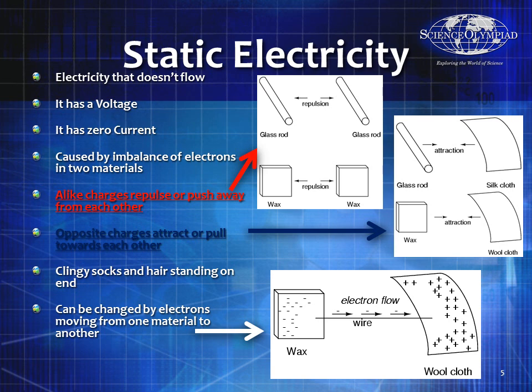So the wax is actually attracted to the wool cloth. If we put a wire between the two, we would have electron flow, or a current that flows from one to the other. It's important to know the way glass, wax, wool, and silk interact with each other, because these are quite often used to recreate classical electrostatic experiments.